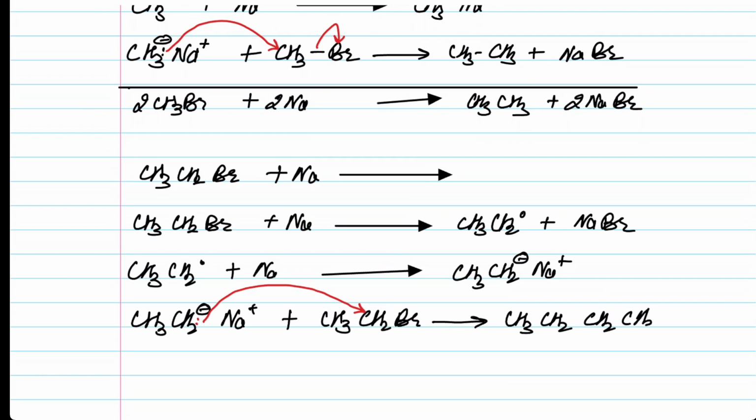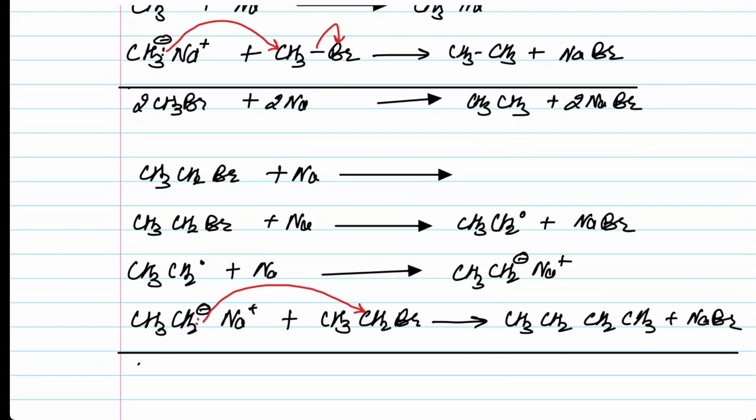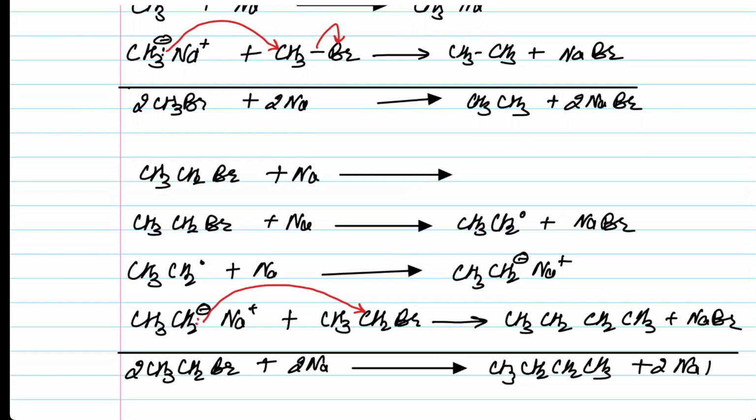CH2CH3. Please remember the carbon has a valency of 4. Don't make the valency of carbon 5 or 3. It has to be 4, plus NaBr. So overall reaction, if we write, this is going to be twice of CH3CH2Br reacts with twice of Na, gives us CH3CH2CH2CH3 plus twice of NaBr. So that would be the reaction of bromoethane with sodium in presence of dry ether.